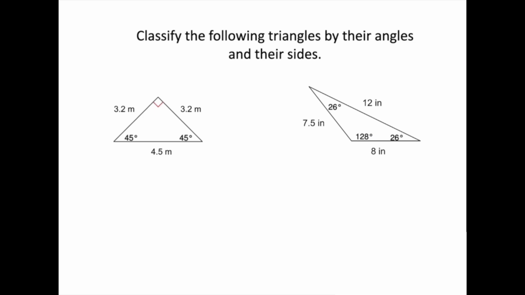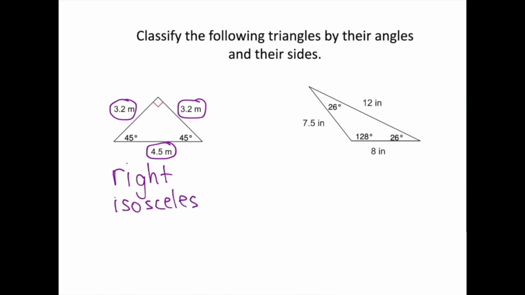Let's look at the triangle on the left first. When we classify the triangle by its angles, we see that we have one 90-degree angle, so this is a right triangle. When we look at its sides, we see that we have a side that's 3.2, a side that's 3.2, and a side that's 4.5. 2 of the sides are equal. That means it's isosceles. So we have a right isosceles triangle.